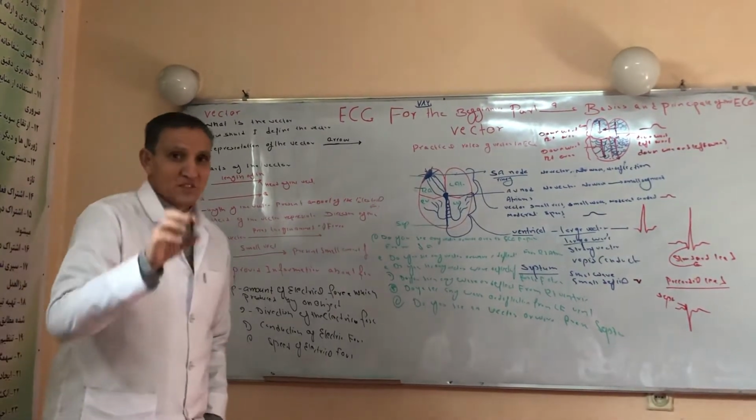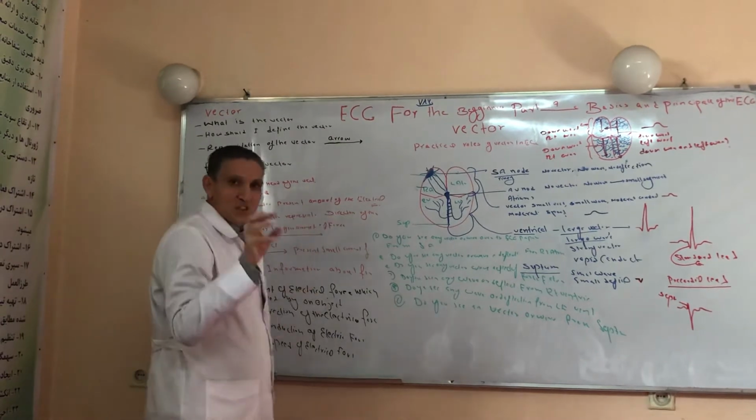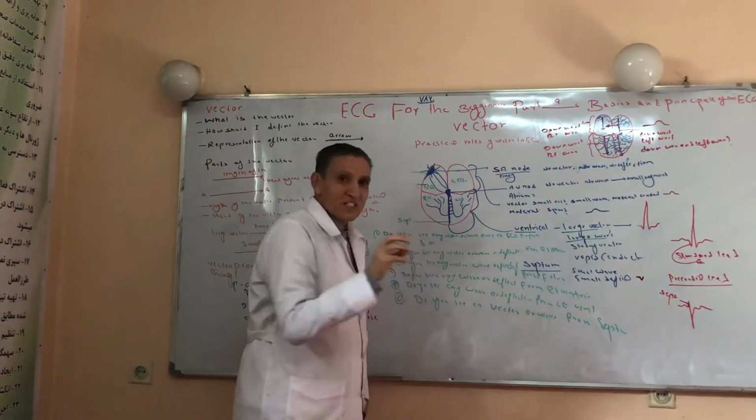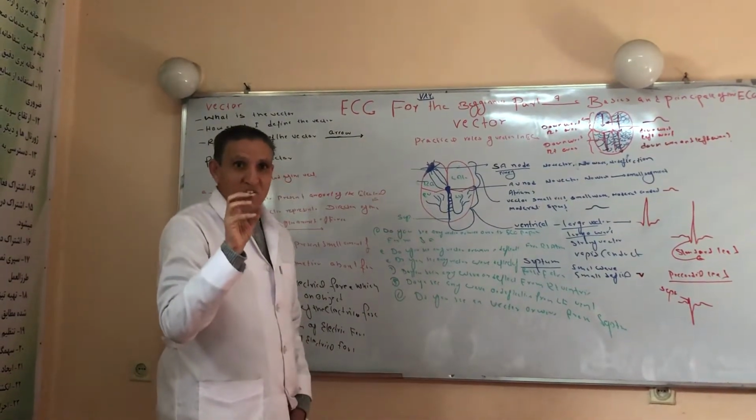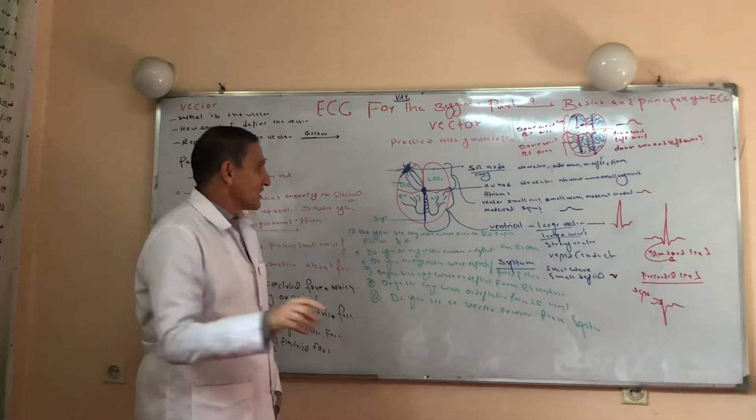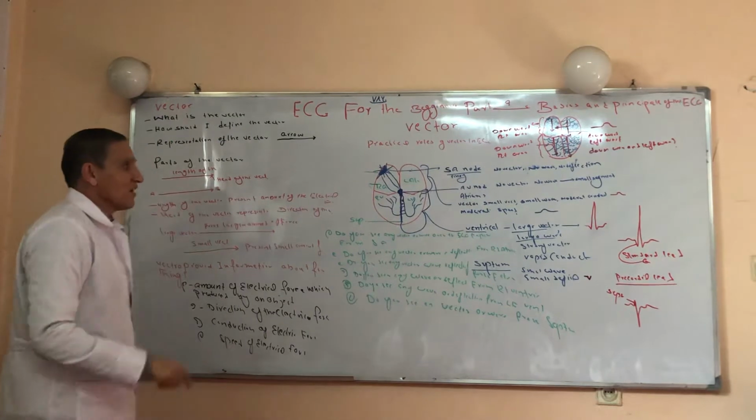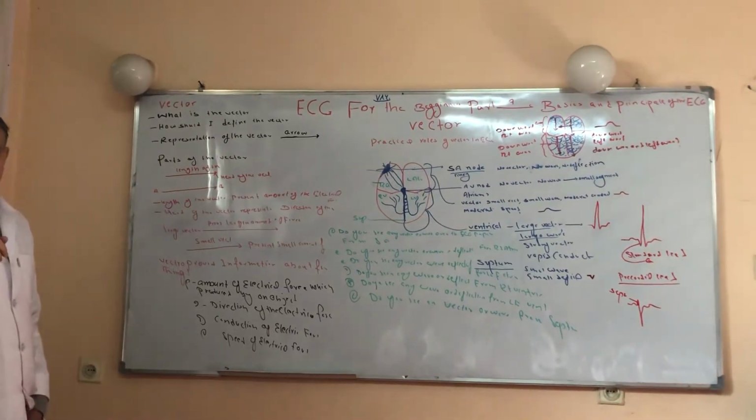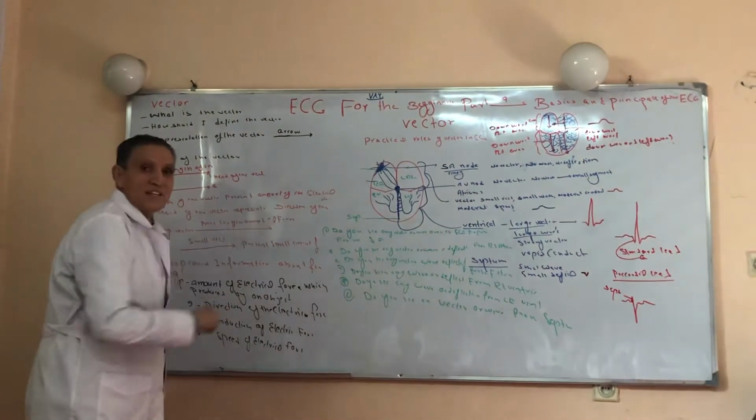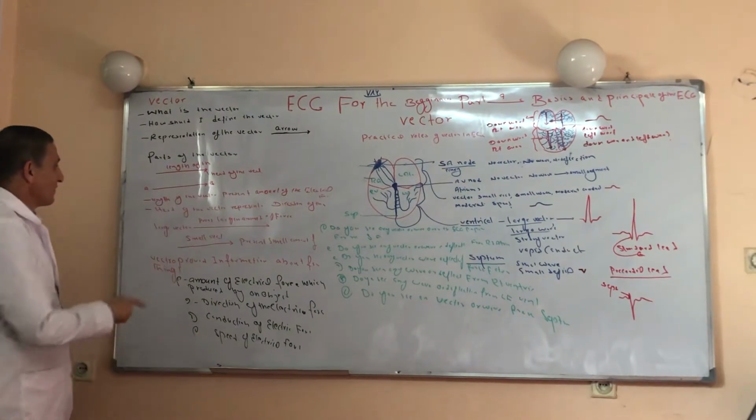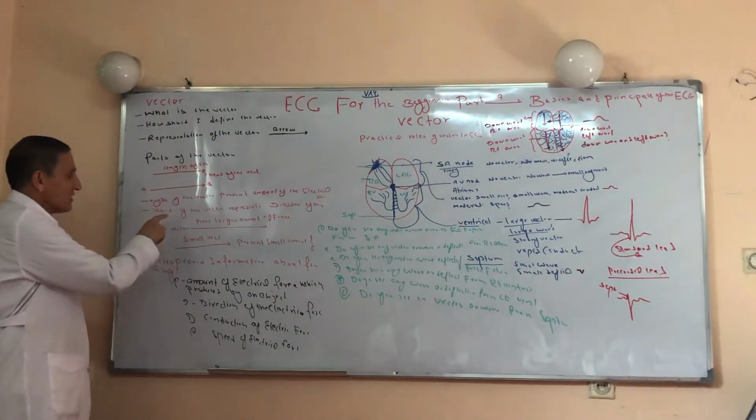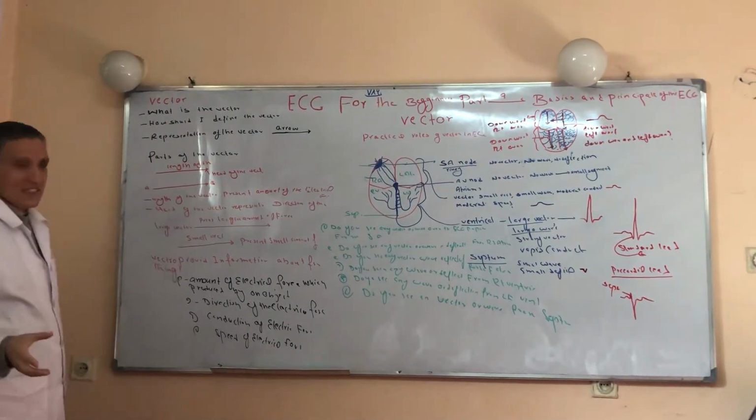For example, the SA node is a small tissue. It produces a small wave or a small electrical potential. This is so small it is not detected by the electrode, because we have no vector from the SA node over the ECG paper. Length of the vector represents the amount of the electrical force.